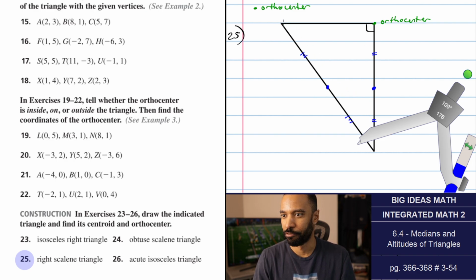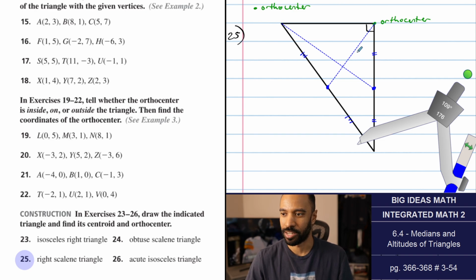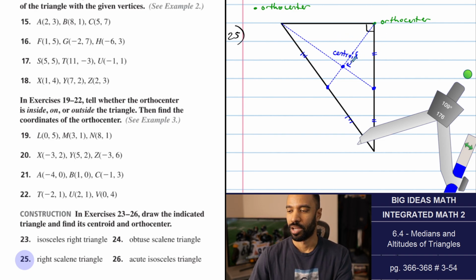All right, we're going to do a median from this unnamed vertex to this unnamed midpoint, and from the right angle to this unnamed midpoint right there. And boom, we have a centroid. It is right here. You get two-thirds lengths. Centroid, right there. I was trying to draw an arrow. All right, there it is.